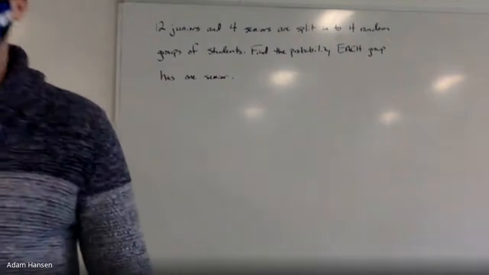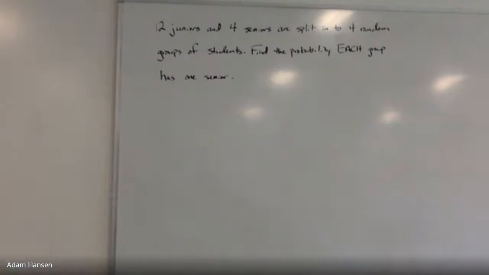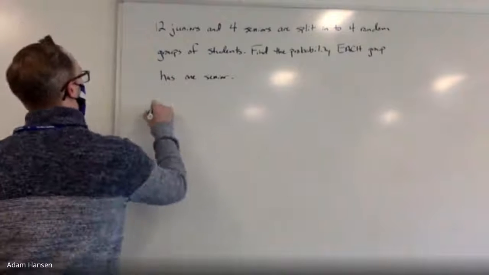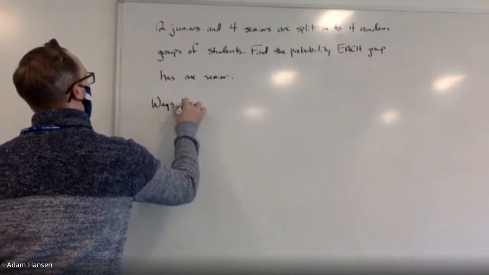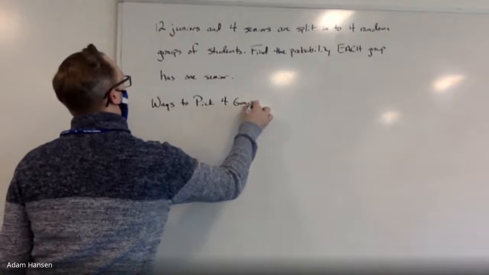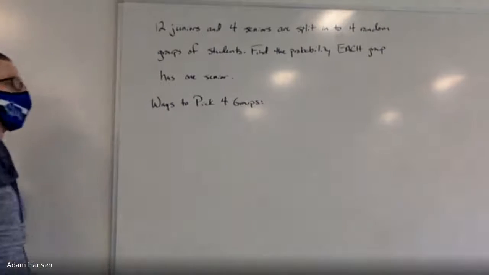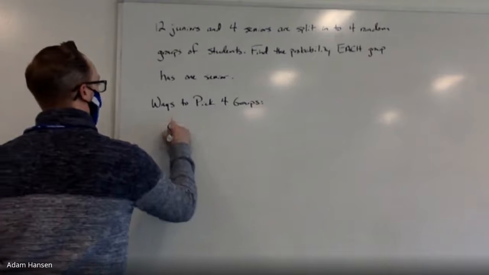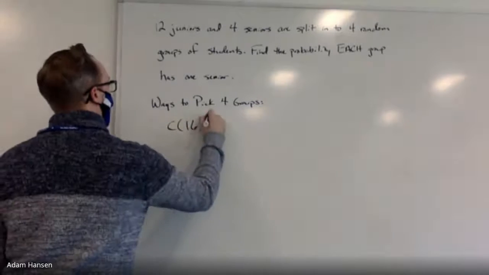When I start doing probability, I like to do it from the ground up. So let's think about all the number of ways that I could arrange these 4 groups. What are the total number of ways to pick the 4 groups? I'm starting with 16 people. Let's make the first group. How many students are in the first group? 4. So 16 choose 4.